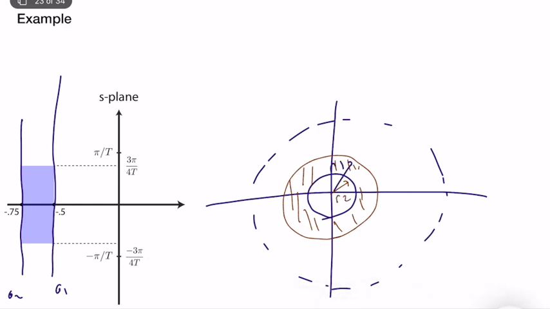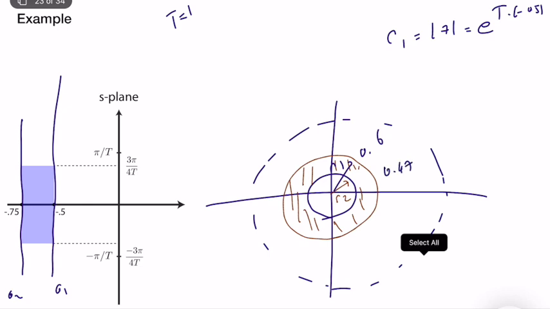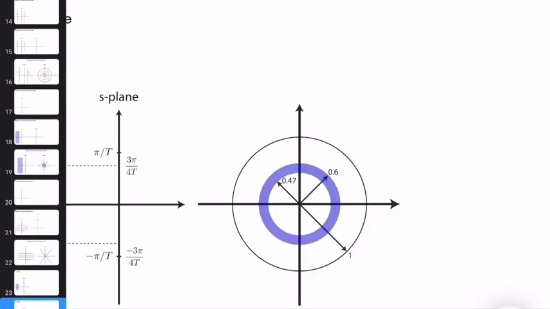This is R1. We compute R1 as the magnitude of z here, which is equal to e to the power T sigma, where T is equal to 1 second in this case and sigma is minus 0.5. If I compute the results, this will be approximately 0.6, and the small one will be 0.47. So it's a very thin torus, a donut-like shape in the complex plane. Let's look at results. Yes, it's correct. Okay, good.